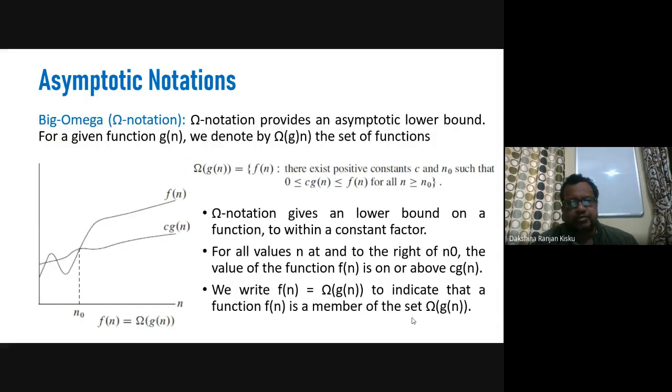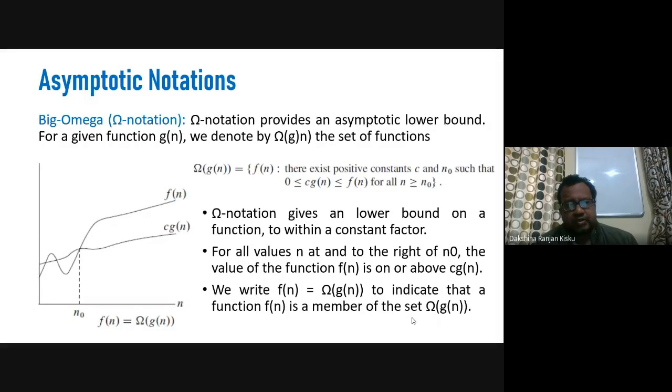The next asymptotic notation is the big omega notation. Here big omega notation provides an asymptotic lower bound. Asymptotic lower bounds generally give the best case time complexity. That means the minimum time to execute an algorithm is given by this big omega notation. So big omega notation provides an asymptotic lower bound.